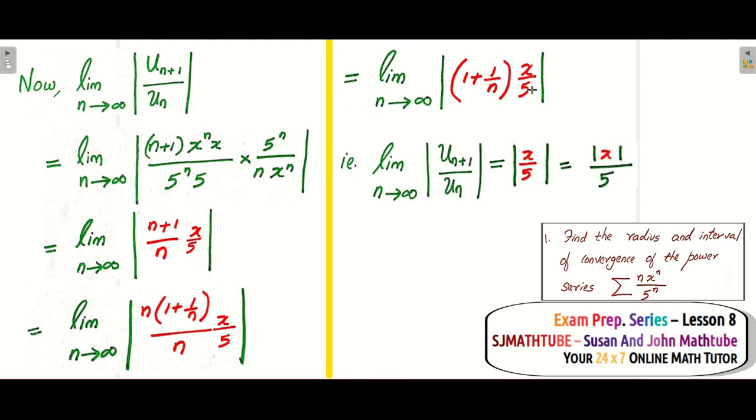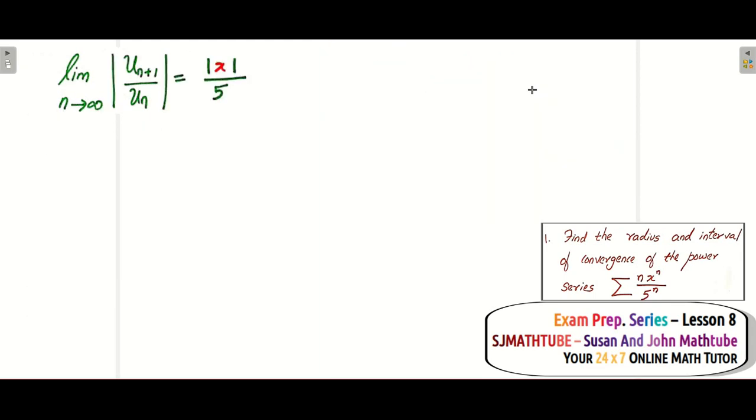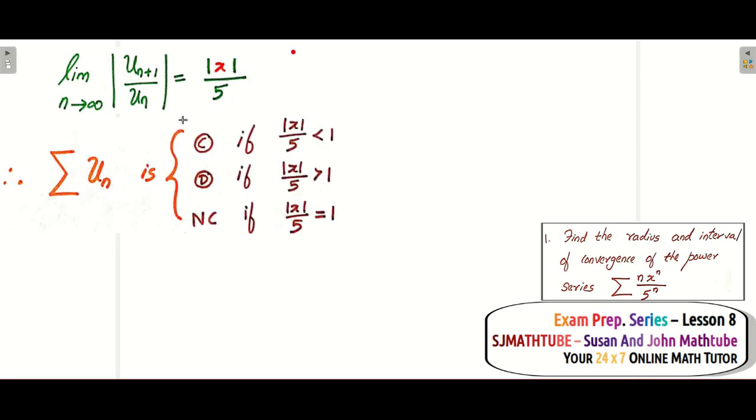I hope things are okay till now. This is the most important step, so I'm going to write like this. Therefore, sigma un is convergent if this limit is less than 1, divergent if the limit is greater than 1, and no conclusion if it equals 1. We don't know about it. In some books they will put test fails.